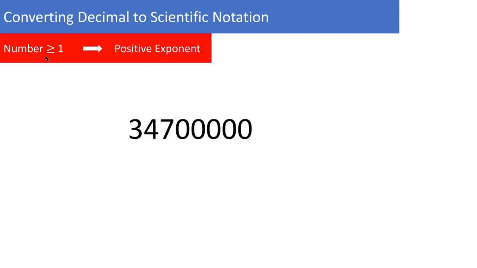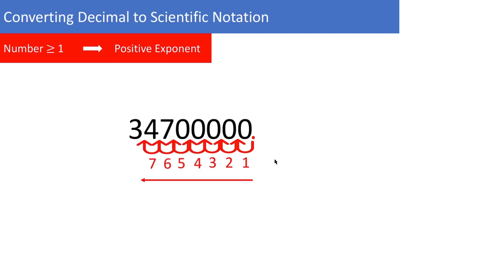So let's see some examples now of how to convert decimal to scientific notation. If the number is greater than or equal to 1, it will end up having a positive exponent. This number here, we're going to write it in scientific notation. So I would imagine that there's a decimal point here, and I'm going to start moving it in this direction, to the left. 1, 2, 3, 4, 5, 6, 7. So I moved it 7 places to get it to this point here.